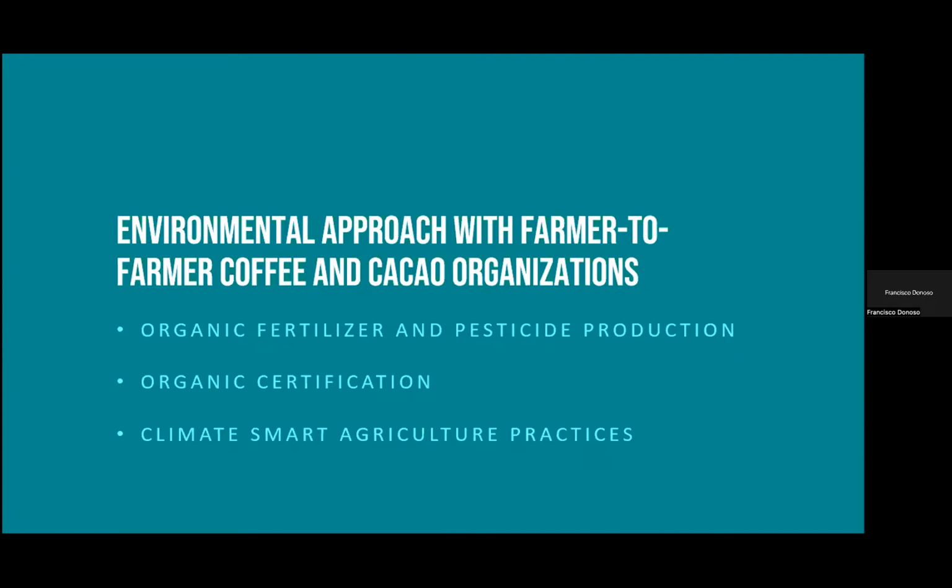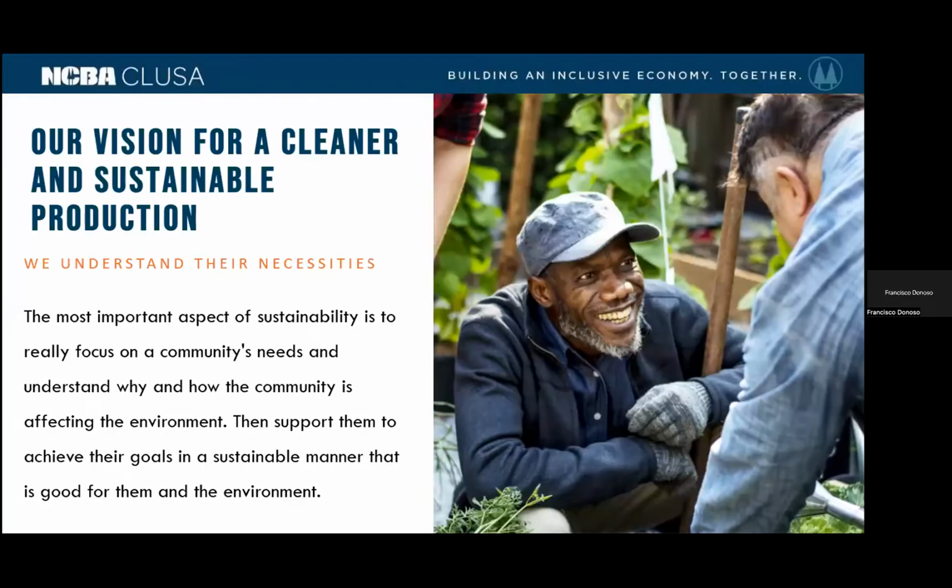But first of all, it's very important for us to understand the vision that we have for a cleaner and sustainable production. The most important aspect for us is to understand the necessities of the organizations or the communities or the areas that we are working with. So for our sustainability, the most important aspect is to really focus on community needs, understand why and how the community is affecting the environment, then support them to achieve their goals in a sustainable manner that is good for them and for their environment.